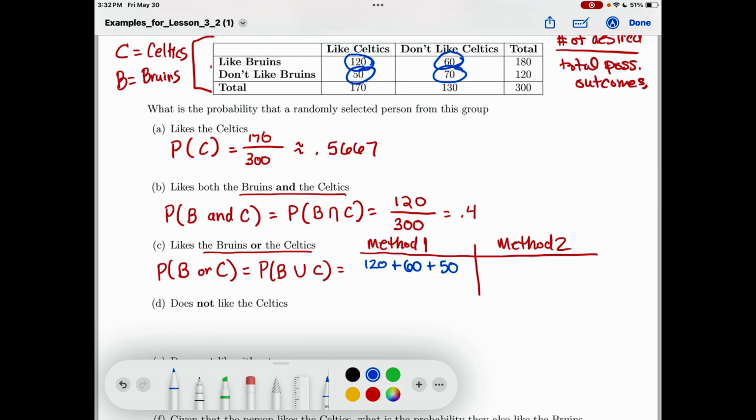This last group of 70 does not like the Celtics and does not like the Bruins. So this does not satisfy the condition of liking the Bruins or the Celtics. So this is our final count. So I'm going to take 120 plus 60 plus 50. That's everybody that likes one or the other or both. And then I have to divide that by our total, which is 300. When I do that, I get approximately 0.7667.